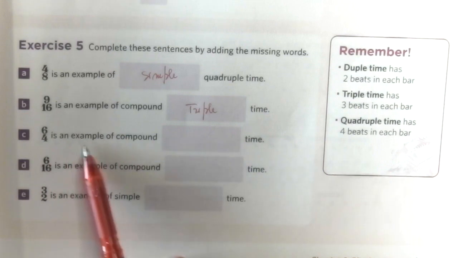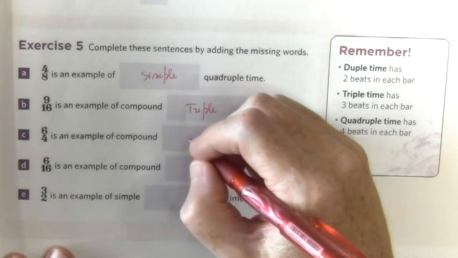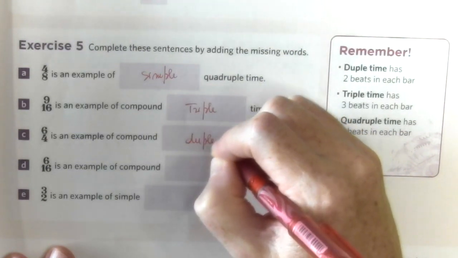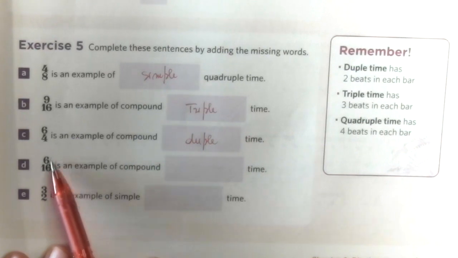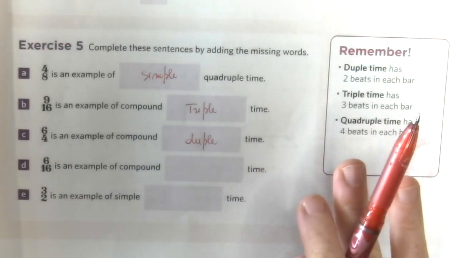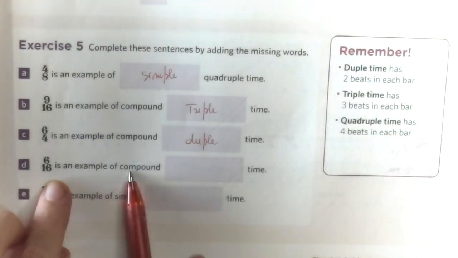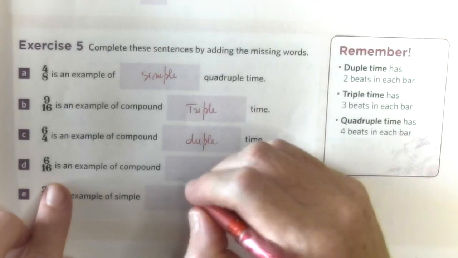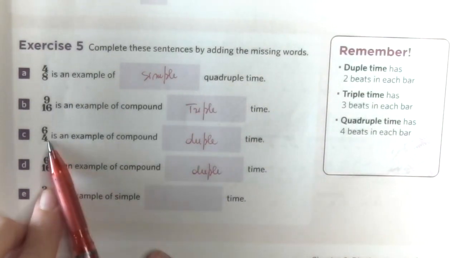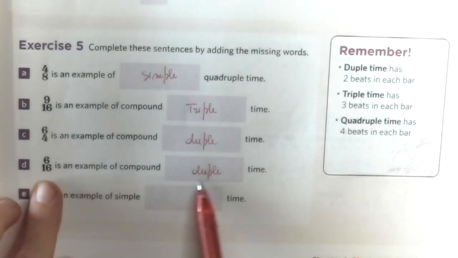6/4 is an example of compound duple time. 1 and 2 and. Duple. 6/16, so 6 semiquavers in a bar grouped in 3, so 2 groups of 3, is an example of compound duple time. So as I said before, 6/4 is a compound duple time, and 6/16 is a compound duple time.